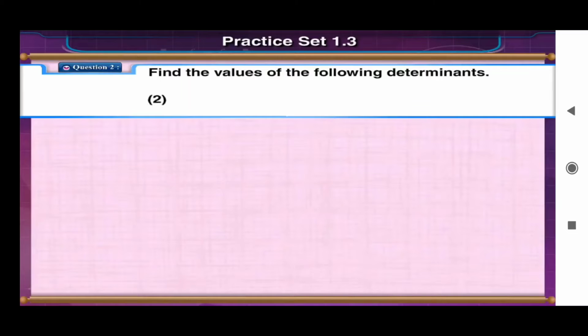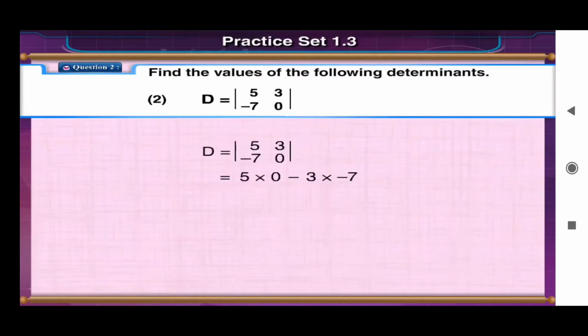Two. Determinant of 5, 3, -7, 0. This is equal to 5 into 0 minus 3 into -7, which is equal to 0 plus 21, that is equal to 21.